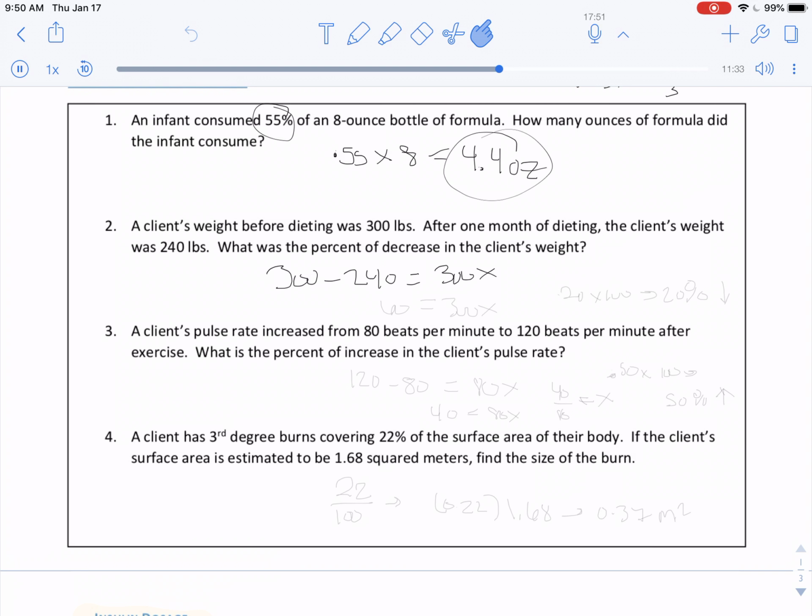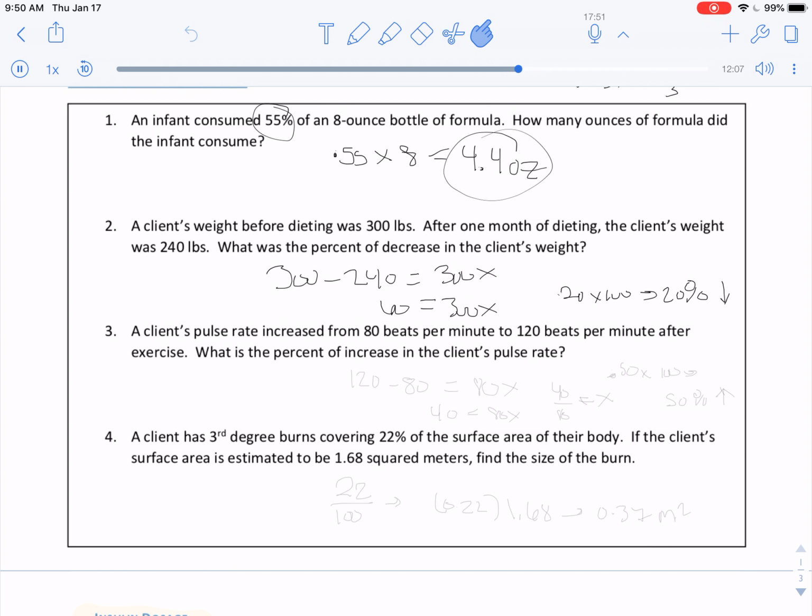So then we have 60 just from 300 minus 240, equaling 60, divided by 300 on both sides to get us our decimal, which is 0.20. Now we multiply by 100 to get our percentage, which will be 20%, which shows our percentage of decrease that the client has lost in its weight.